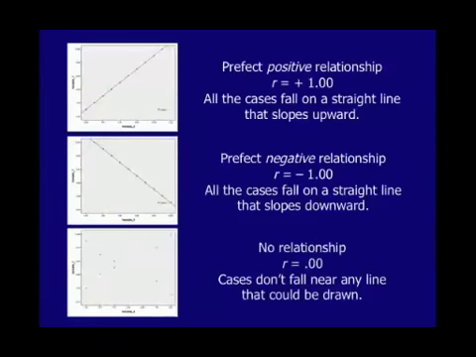And here's a plot of cases that have exactly no relationship at all. The cases don't fall on or near any line that could be drawn. We compute the correlation coefficient by calculating the distance from each circle, each individual case, to the line that represents the perfect positive or negative relationship. Considering all of the cases, the greater the total distance of those cases from that line, the less the correlation.